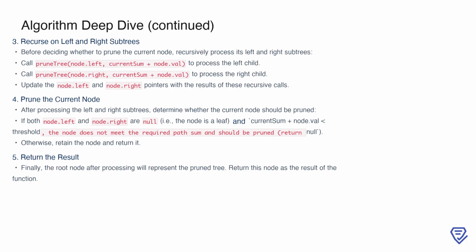Once the left and right subtrees are processed, we update the node's left and right pointers with the results of these calls. After this, we evaluate whether the current node should be pruned. If the node is a leaf, meaning both its left and right children are null, and the cumulative path sum, including the current node's value, is less than the threshold, we prune the node by returning null. Otherwise, the node is retained, and we return it as part of the pruned tree. Finally, the root node, after all recursive calls, becomes the result of the function and represents the pruned tree.